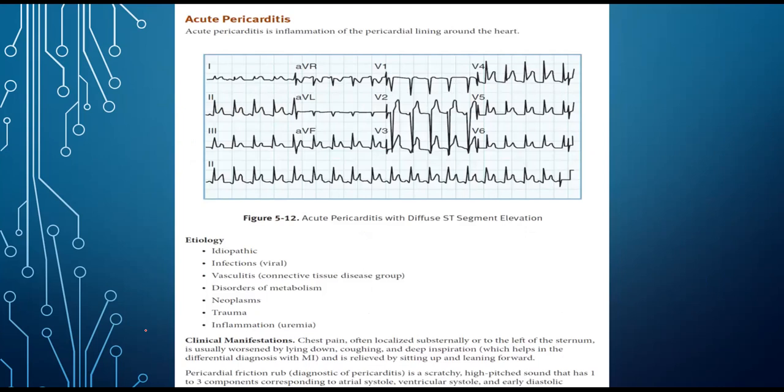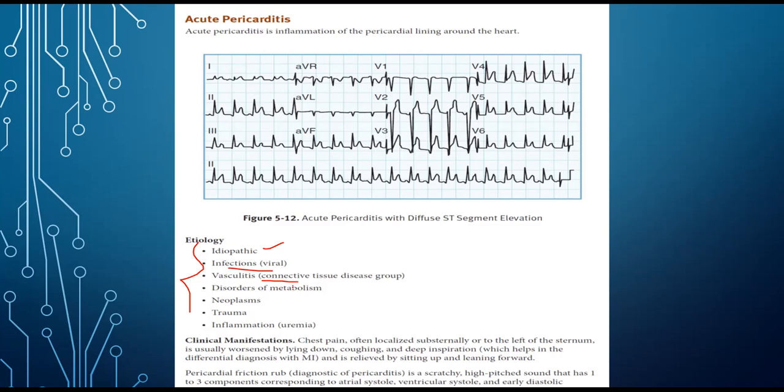Moving on to the next topic, acute pericarditis. You remember a little bit of acute pericarditis from our last session. It's the inflammation of the outer layer of the heart, which is the pericardium. The common cause is idiopathic. We don't know what the cause is. But viral infection is also very important.